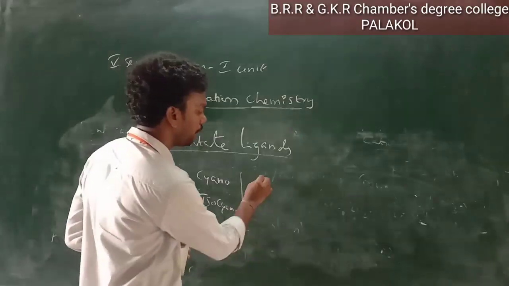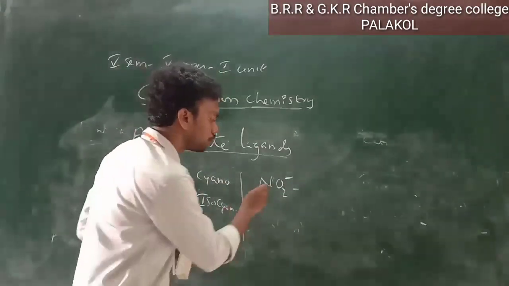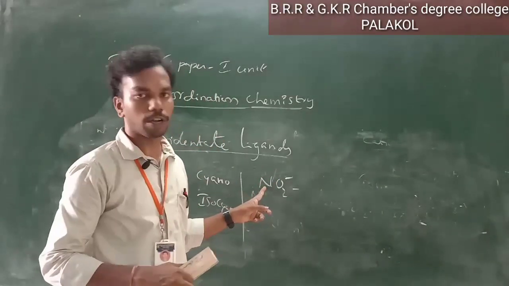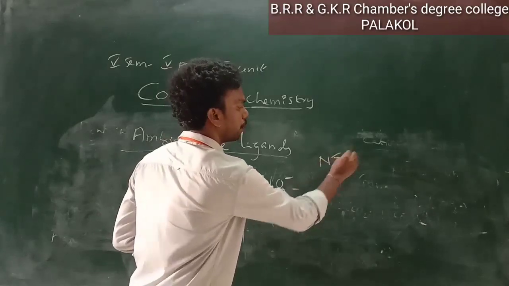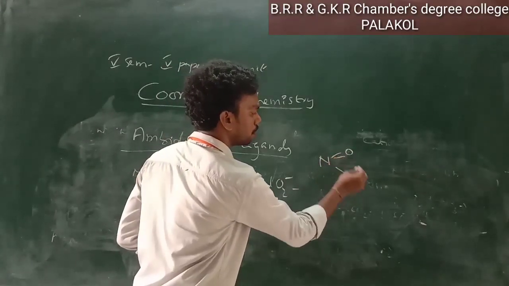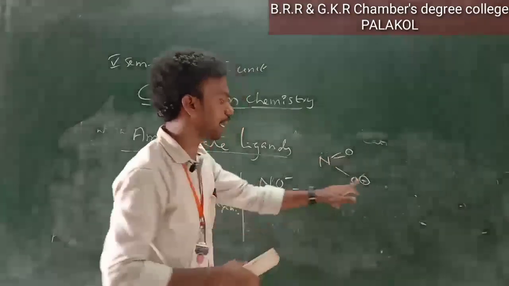Let's take another example, NO2, that is nitro. Here nitrogen has one lone pair of electrons, and oxygen has one lone pair of electrons. Nitro: N, double bond O, single bond O minus. So here nitrogen has one lone pair of electrons, and oxygen has one lone pair of electrons.